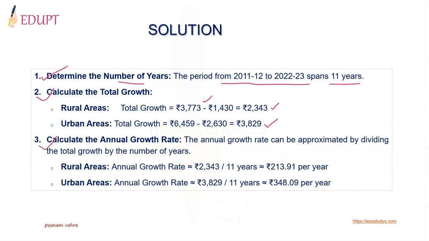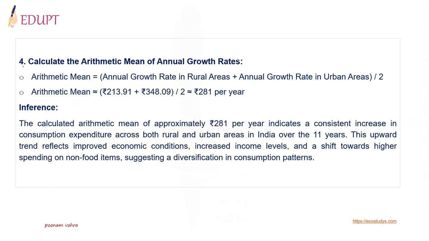Step 3. You need to calculate the annual growth rate. Annual growth rate can be approximated by dividing the total growth by the number of years. So, in the case of rural areas, it will be 2,343 divided by 11 years, which is approximately 213.9 rupees per year. In urban areas, annual growth rate is 3,829 divided by 11 years, which is rupees 348.9 per year.